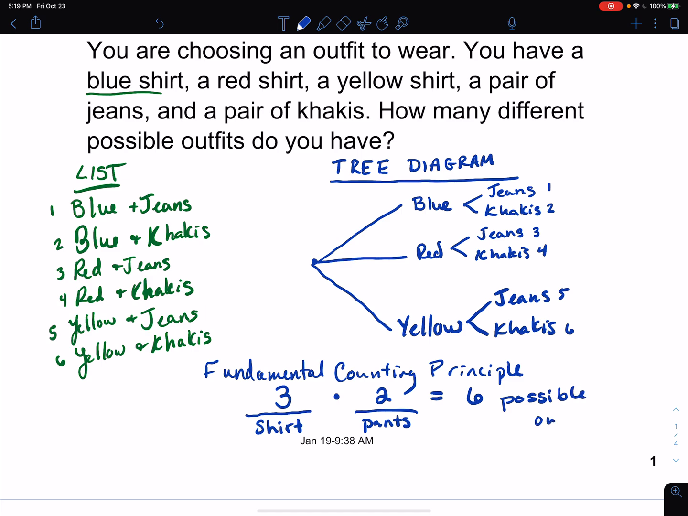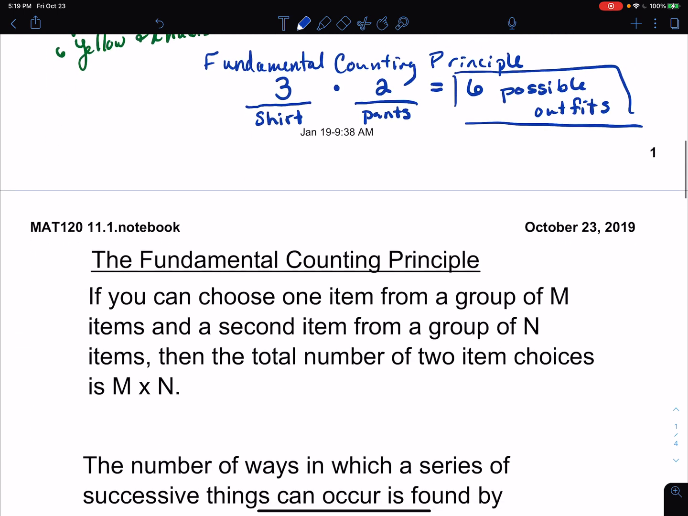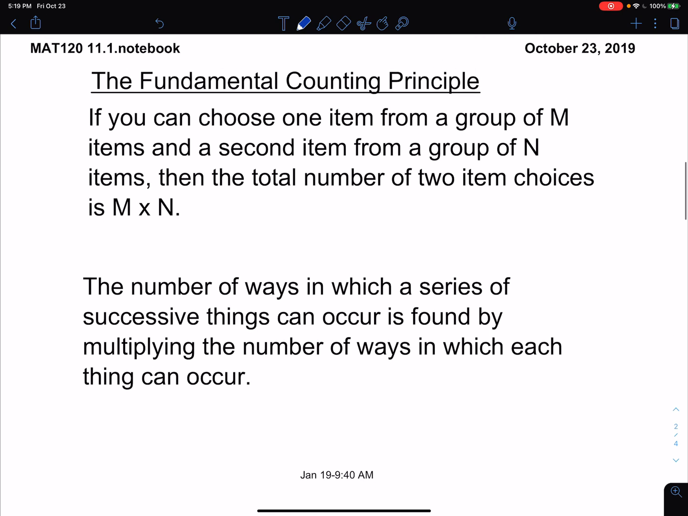And notice that's the same answer that we got from the list and from the tree diagram. So the fundamental counting principle has the benefit that it's much faster, but it has the downside that it doesn't actually tell us what all those options are, where with the list and the tree diagram we can see all the different options. So there's 2 formal definitions of the fundamental counting principle that the textbook gives us. They tell us if you can choose one item from a group of m items, and then a second item from a group of n items, then the total number of 2 item choices is m times n.